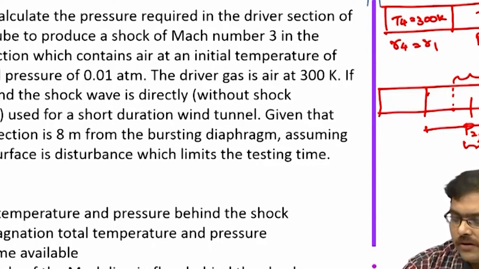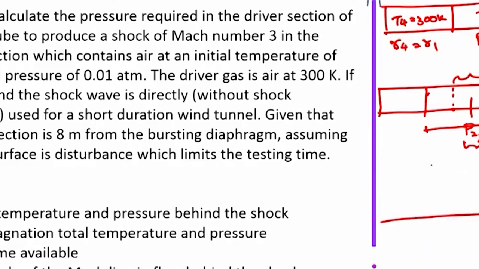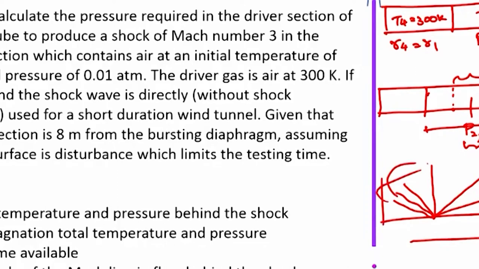So if you draw the XT diagrams, which we have been drawing for some time now in the previous classes, we saw that there is a shock discontinuity, there is a contact surface discontinuity, and there are expansion fans. So essentially this test gas between the shock and the contact surface is the gas that is used for any kind of experiments or aerodynamic testing. But you could get other effects, like if you allow this to run for a longer time, the expansion fans can reflect off the end wall and come and make the flow non-uniform here. Essentially that ends the test time.